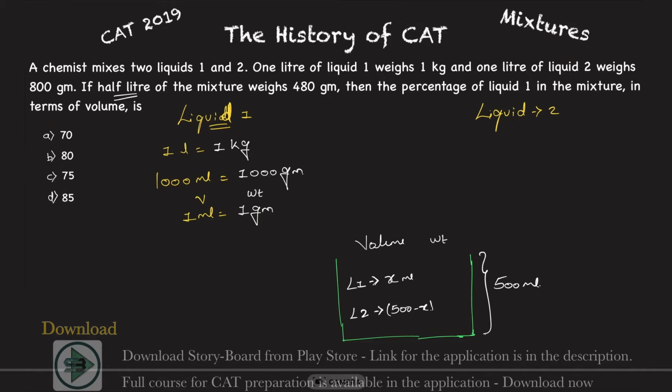If you add both of them, the total is 500. The total volume is 500. Correct. This is the volume, which means half a liter of the mixture. That's what I have. Now all that I need to find out is how many grams this x milliliter corresponds to, and how many grams this 500 minus x milliliter corresponds to.